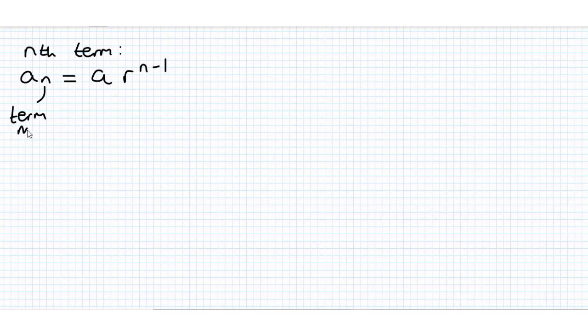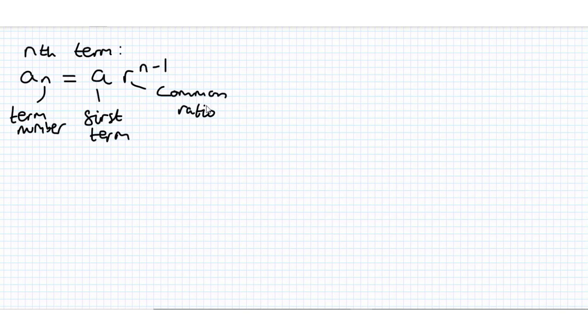In the last A-level maths video we looked at arithmetic sequences. We're going to look at geometric sequences. So the nth term for a geometric sequence is given by a_n equals a r^(n-1), where n is the term number, a is the first term, and r is what we call the common ratio.